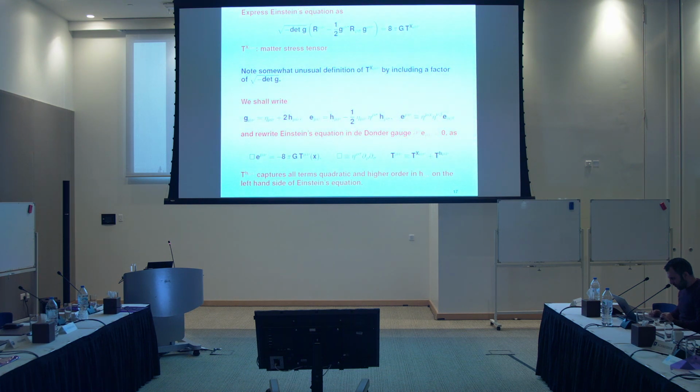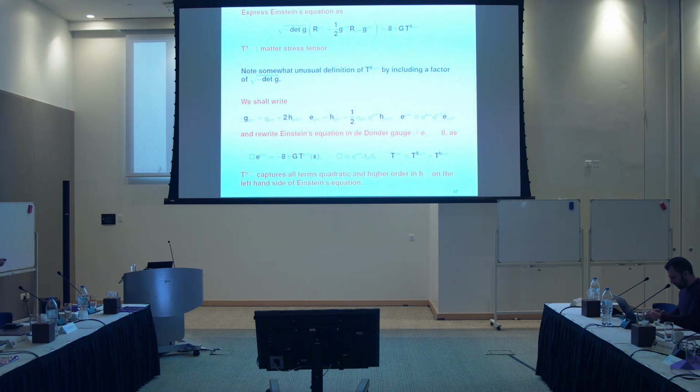Given this equation, we will write g mu nu as eta mu nu plus 2 h mu nu. This is how we have defined h mu nu, and we will also introduce E mu nu, which is related to h mu nu by this trace reversed form. Once you have decomposed the metric in this way and defined E mu nu this way, all indices will be further raised and lowered by the flat metric eta. That is the convention we will be using. So, E upper mu nu is just E with indices raised by eta.